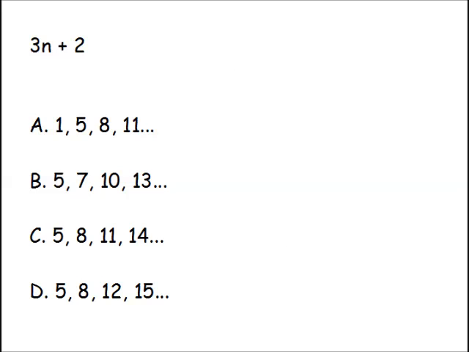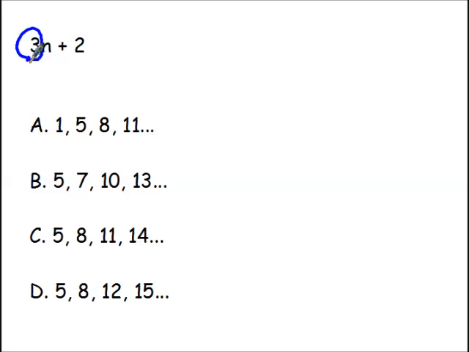Alright, how about this one? We're given the pattern rule, 3n plus 2, and we need to choose which sequence matches it. We know that the 3 represents what? 3 represents the constant difference. So we're looking for an answer choice that will most certainly have a constant difference of 3.